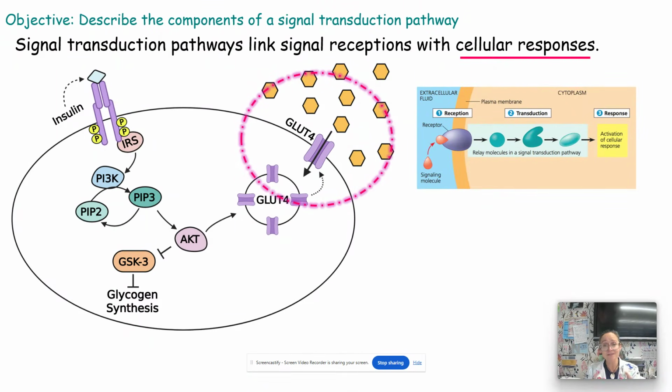That's going to then activate a signal transduction pathway and a series of changes within the proteins within the cell that bring about a cell response. In this case, it would be to move protein channels to the cell membrane so that glucose can enter into the cell or into the tissues and be removed from the bloodstream.